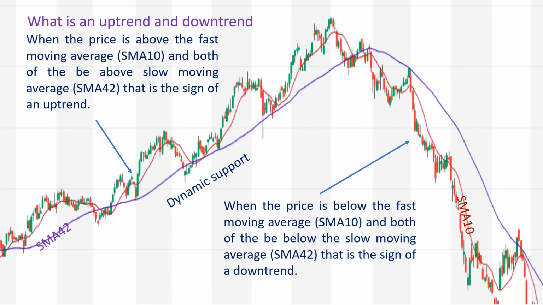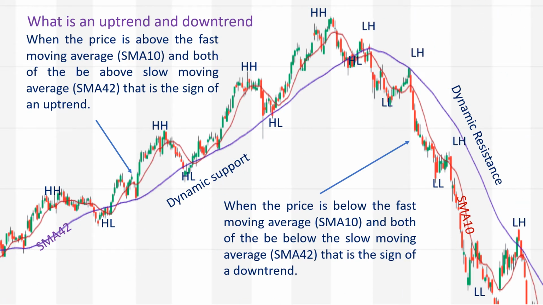When the price is below the fast-moving average SMA 10 and both of them are below the slow-moving average SMA 42, that's the sign of a downtrend, and the 2 moving averages are considered here as dynamic resistance. Here the price is making higher highs and higher lows. That's the characteristic of a strong uptrend, and also making lower lows and lower highs. That's the characteristic of a strong downtrend.